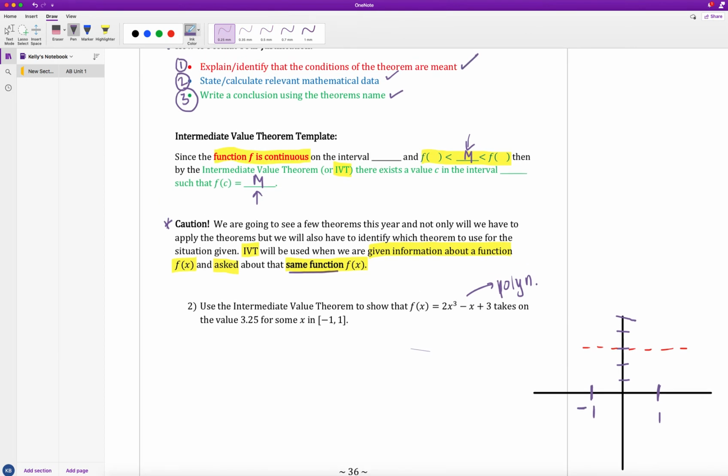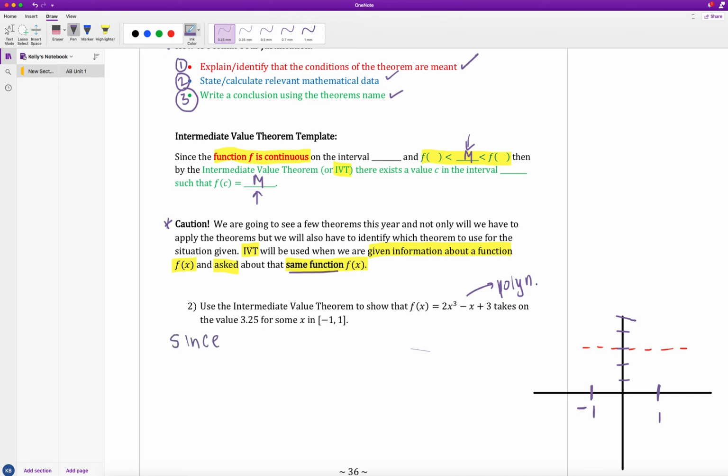those statements up. So the first thing that I want to do is I want to explain and identify that the conditions are met. So for the intermediate value theorem, I need my function to be continuous. And in this case, they don't tell me that f of x is continuous, but I can interpret that f of x is a cubic polynomial, and therefore polynomials are continuous. So let's write that down.